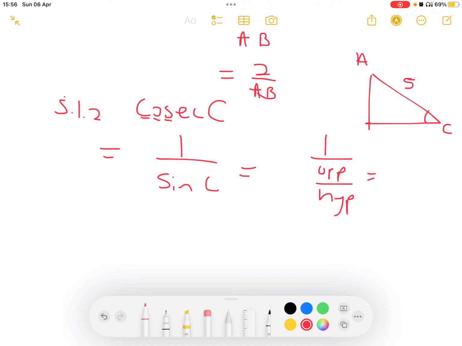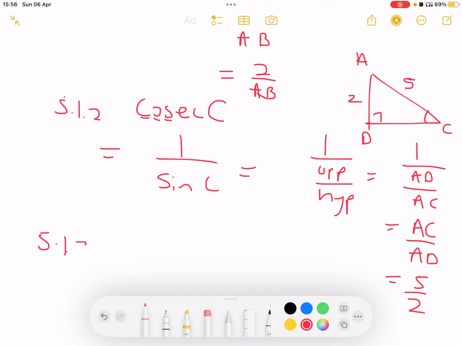We have 5 here, and we have 2 here, and then we have D here, and a right angle triangle. 1 over the opposite side when the angle is C is 2, or AD. Let's start with AD. AD over AC. Now this is a reciprocal, so we'll have to flip it so that we get AC over AD. We have the values for both of them. So AC is 5 over 2.